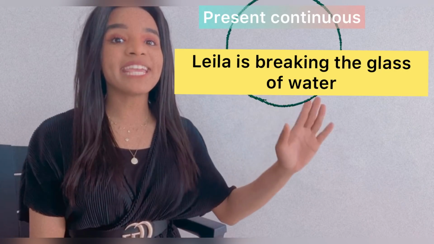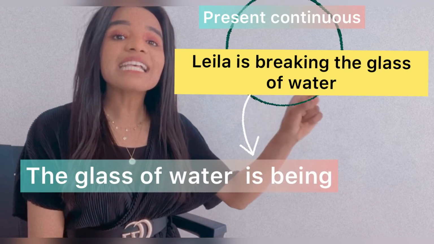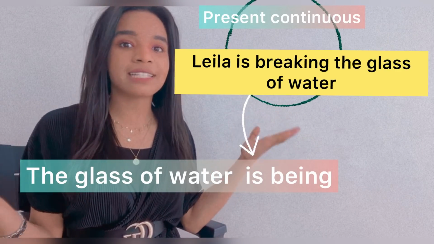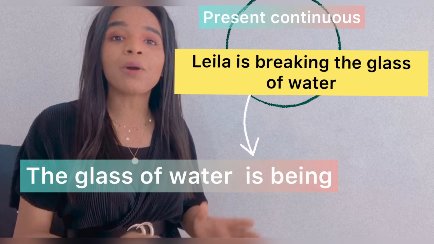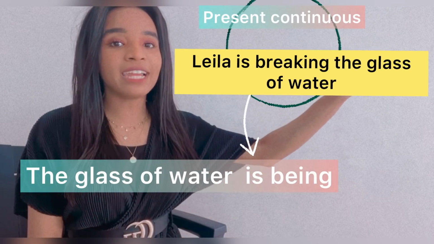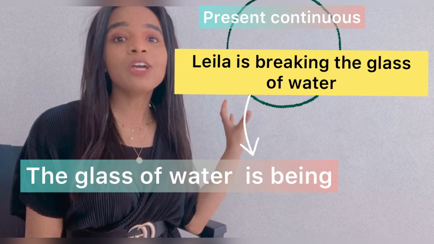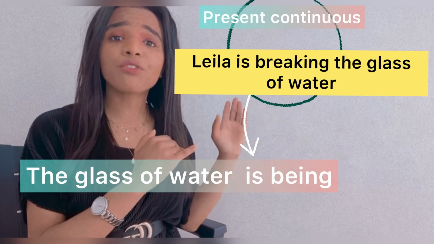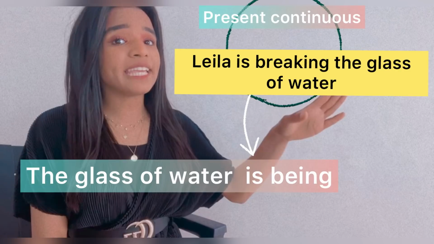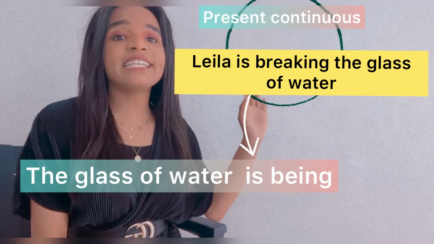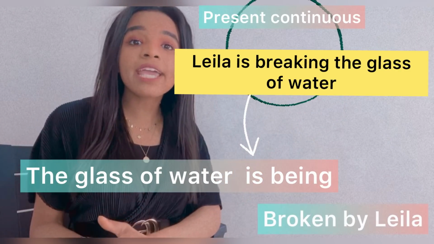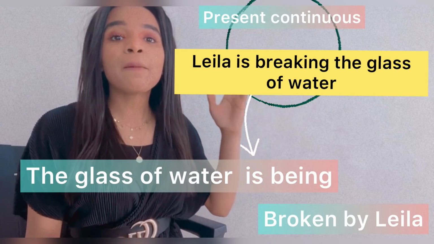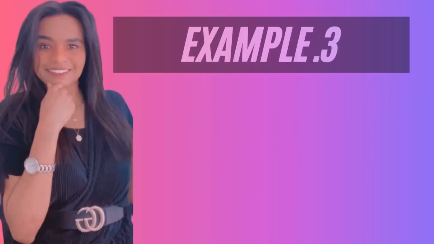Is being plus the past participle of the verb to break, which is broken. The third form of the verb to break is broken. And we take the subject and put it in the place of the object, and the object in the place of the subject. So the glass of water is being, in the present continuous, is being broken by Leila.